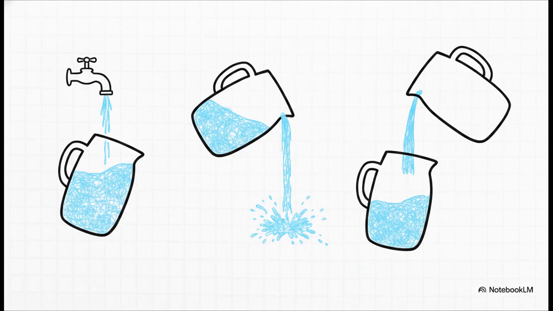Number 1, it can fill a jug completely. Number 2, it can empty a jug completely. And number 3, it can pour water from one jug into another, but only until one is either completely empty or completely full. That's it. Those are the absolute rules of physics for this digital world.